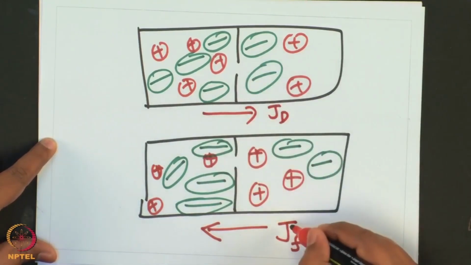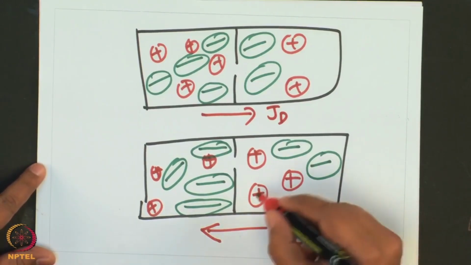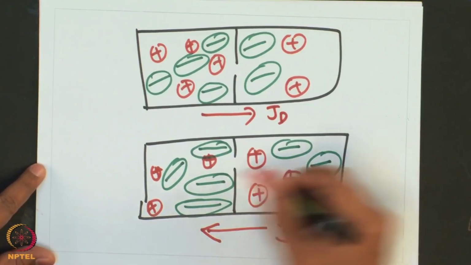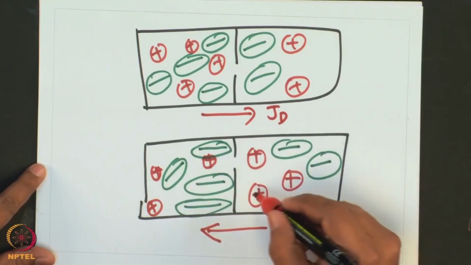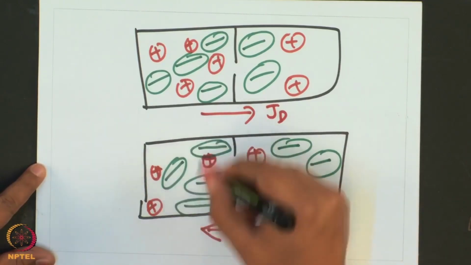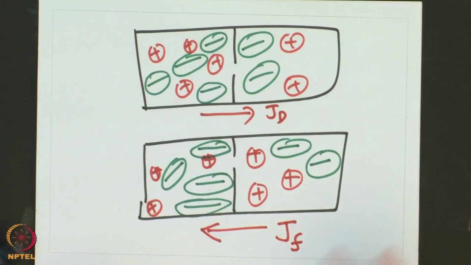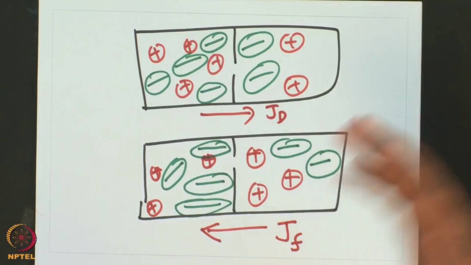In this case, there will be a JF, which is the current due to the force, the electrostatic attraction force, this way, where this plus charge will be pulled to this side, and essentially you would reach some kind of flow this way and that way, and these flows will continue. Whenever there is more plus charge here, they will flow back this way, and whenever this charge difference happens, there will be a pull back in this direction.